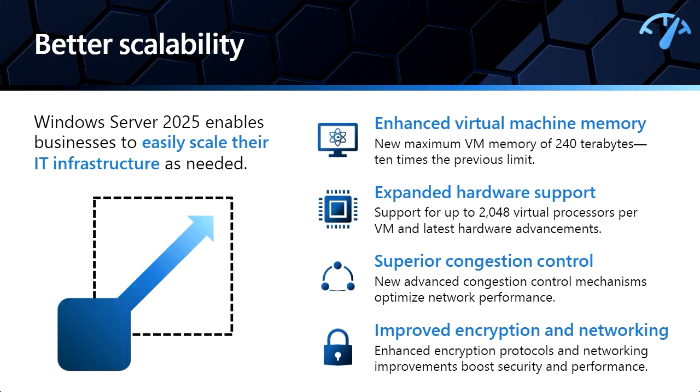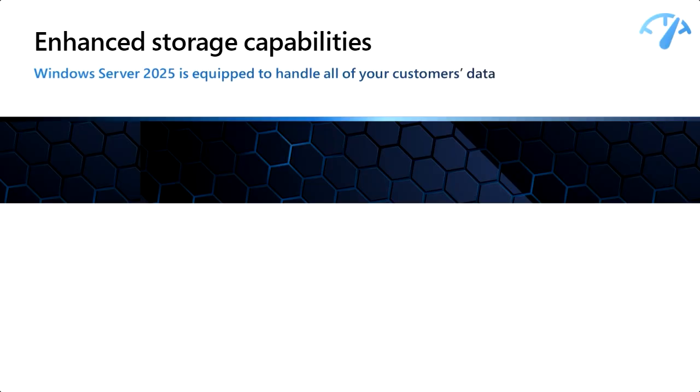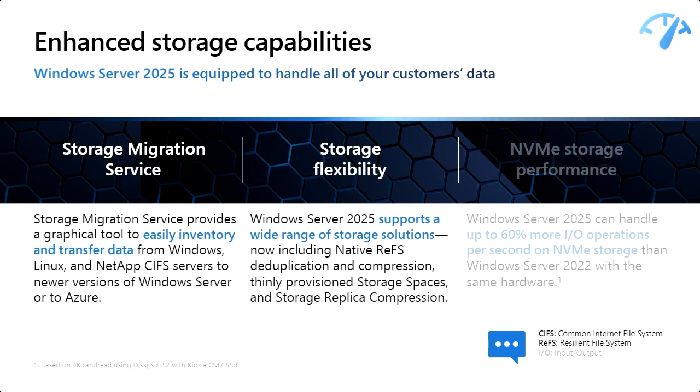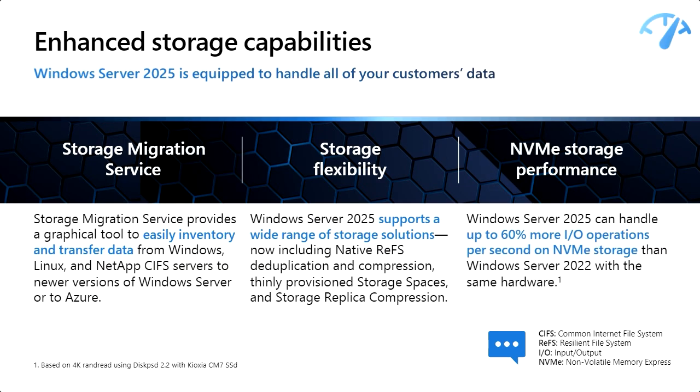So let's talk about storage. When it comes to storage, we want to make sure we're able to handle absolutely everything. So you're going to have three things that go into storage: your migration services, your flexibility, and your NVMe storage performance. We know that people in the past with server maybe had some trouble accessing inventory and transferring data, whether you were using Windows, Linux, .NET, whatever it was. We've made it significantly easier with 2025. Now it's honestly a seamless and incredibly easy process. When you're talking about storage flexibility, we make sure that you're supporting a wide range of storage solutions. So whatever kind of solution you want to have, we want to be able to support it.